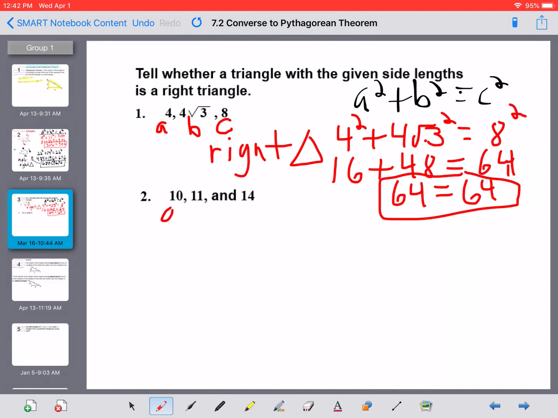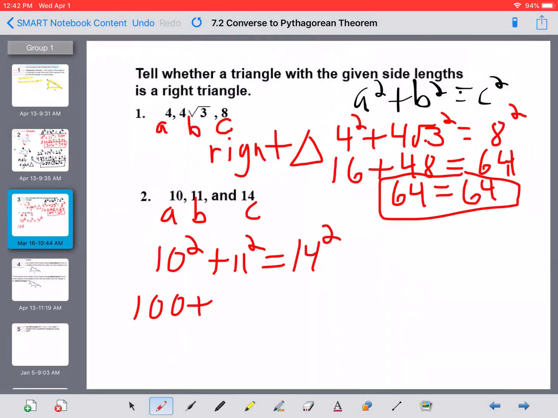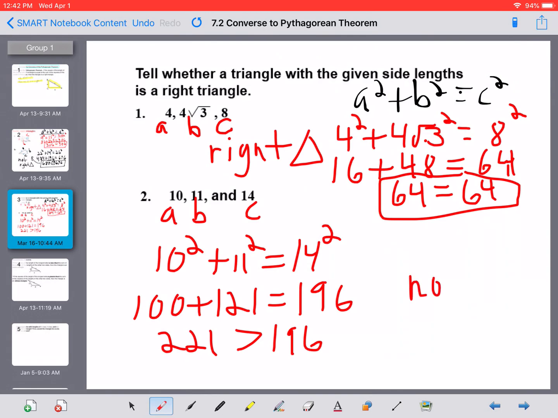I'm going to label my sides again, A, B, and C. Again, C is 14, which is the largest, so it's my hypotenuse. I'm going to plug in the numbers. We get 10 squared plus 11 squared equal 14 squared. 10 squared is 100. 11 squared is 121. 14 squared is 196. 100 plus 121 is 221, which is greater than 196. So this is not a right triangle.